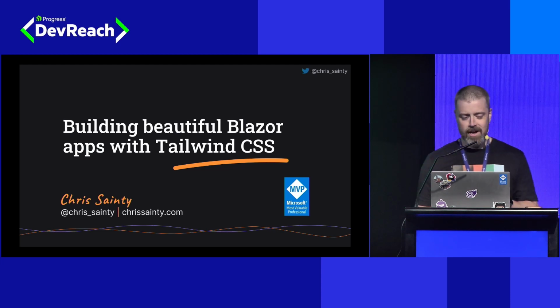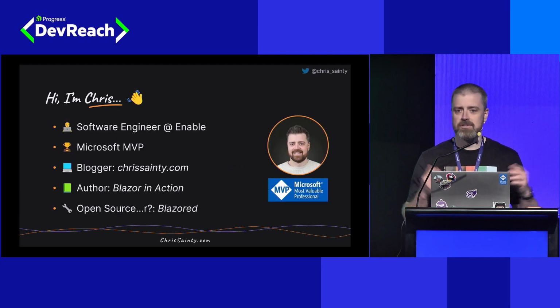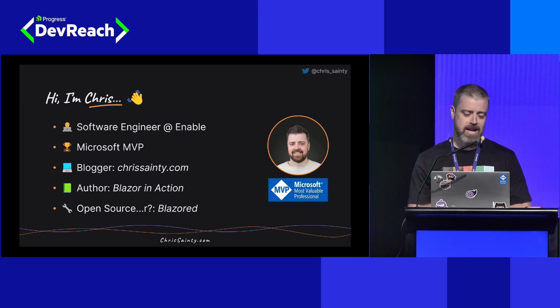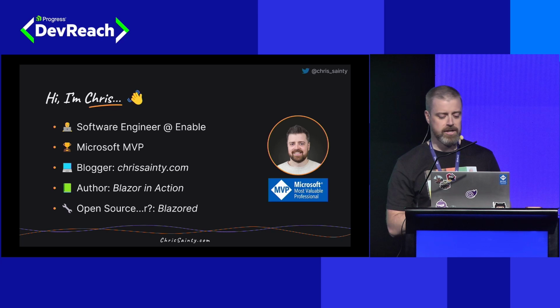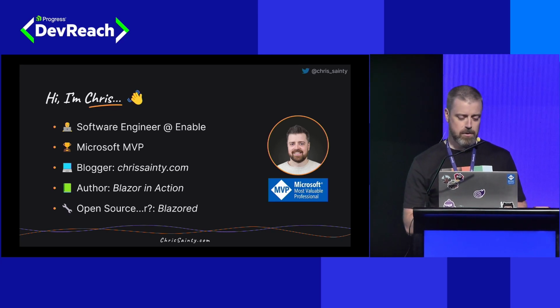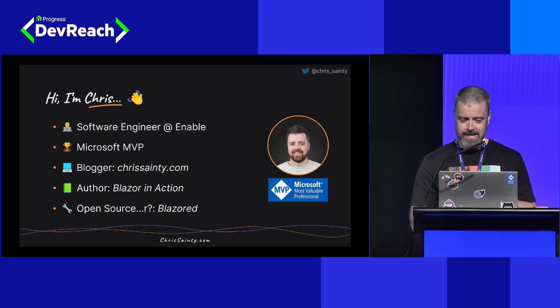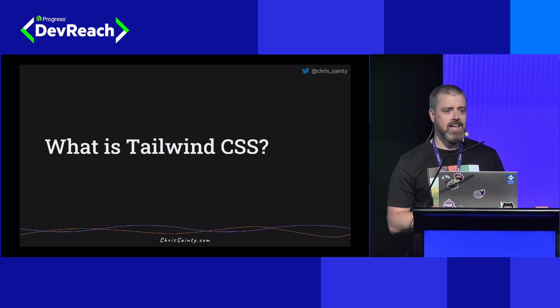So just a quick bit about me. My name's Chris. I'm a software engineer at a startup in the UK called Enable. I'm an MVP. I've done a bit of blogging. I've also written a book on Blazor, and I also maintain the Blazor open source libraries, which just went past like 13 million downloads, I think. So that's going quite well. Must add more tests, though, as always. So let's get into things.